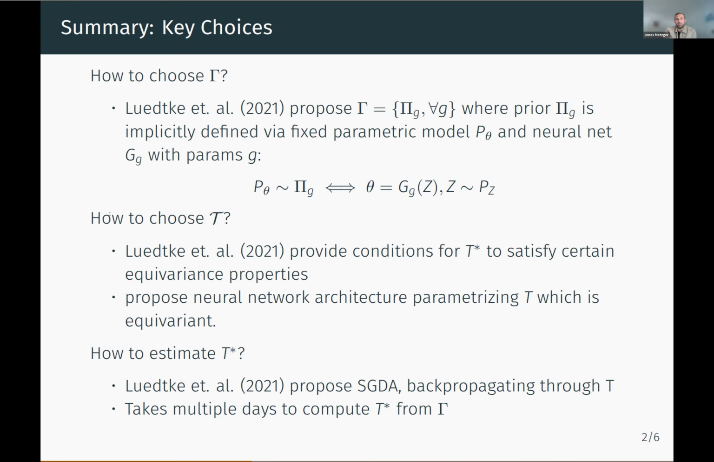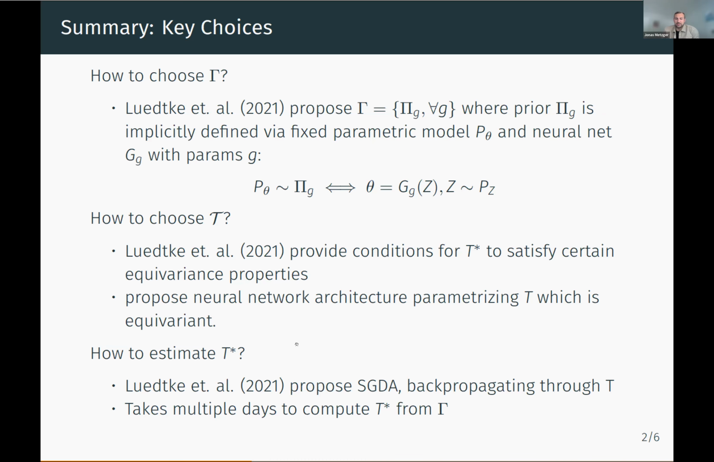Another choice that we need to make is how do we choose the set of estimators? There, Alex and others proposed conditions that guarantee that T star satisfies certain equivariance properties, which means we can reduce the space a little bit that we search over. And then importantly, they propose a neural network architecture, which is very ambitious, obviously, to parameterize this whole space of estimators that we would consider in principle. And then the final choice we need to make is how do we actually estimate T star?